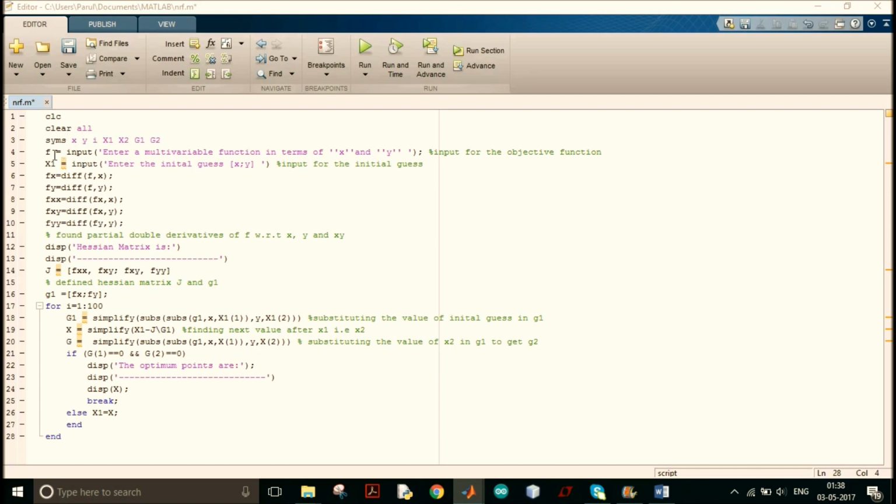The MATLAB code which we have written. First we need to take the input for the objective function from the user, and then we have taken the input for the initial guess, which will be in the form of vector xy. Then we have found the partial double derivatives of f with respect to x, y and xy, and then we have found the Hessian matrix.